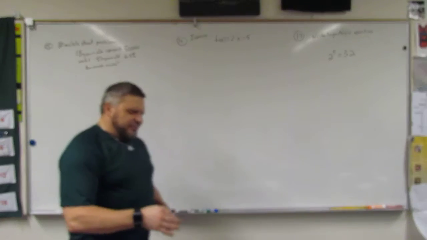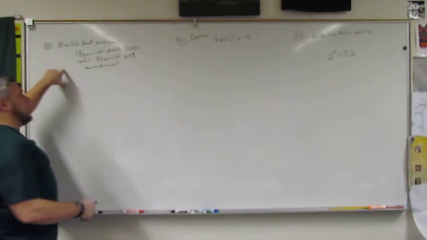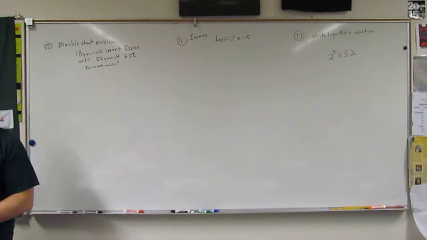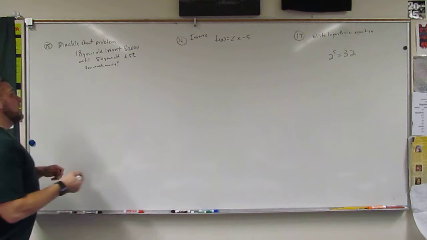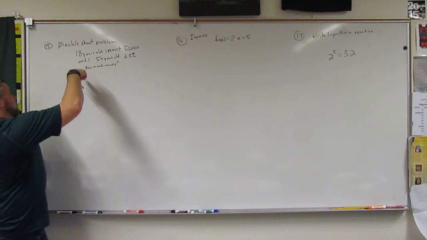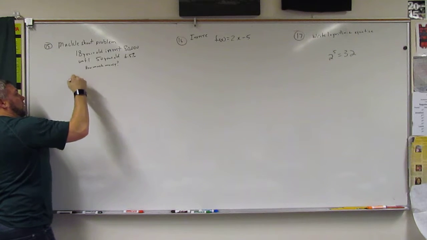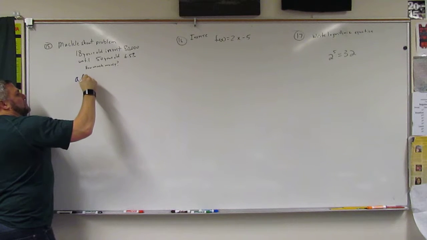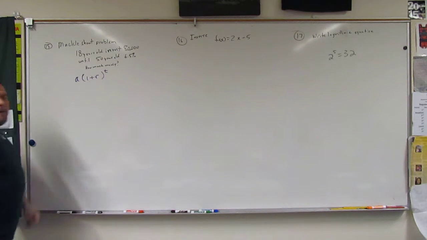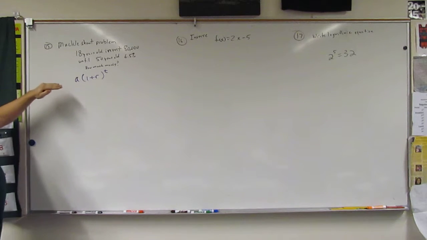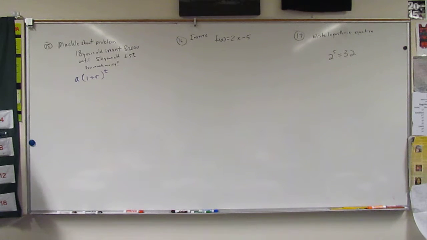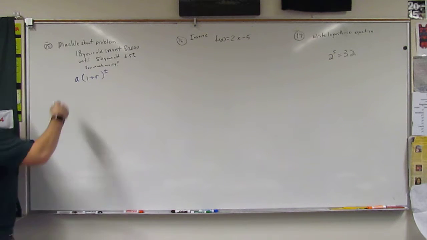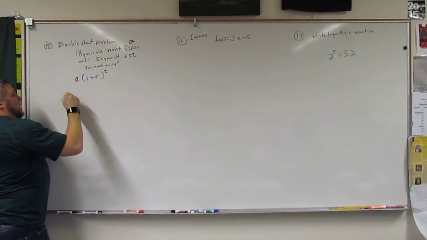Algebra 2. 15, 16, 17. 15 is the Muckleshoot problem. Okay? The Muckleshoot problem is basically, it's not compound interest, it's just interest, okay? Based on exponential function or exponential growth. Because this is exponential growth, we're talking about A times 1 plus R to the T. Okay? And so A is the amount you start with. You have an 18-year-old who's going to invest $80,000. So the amount we start with is $80,000.